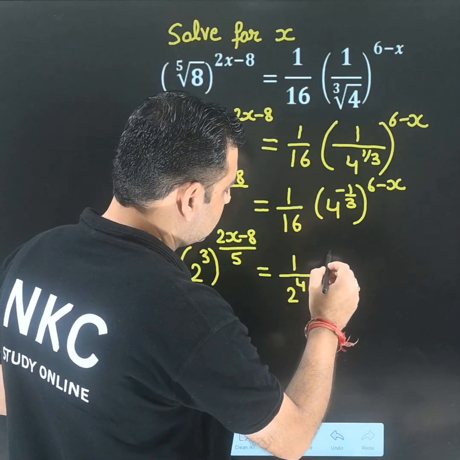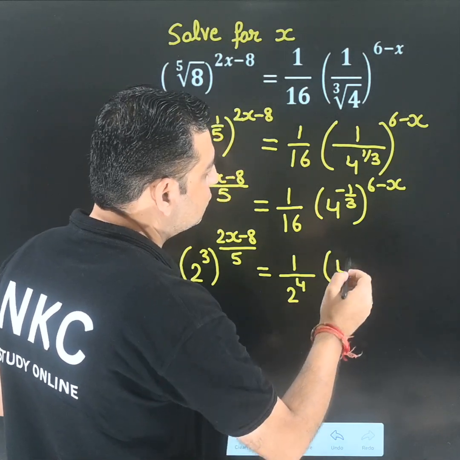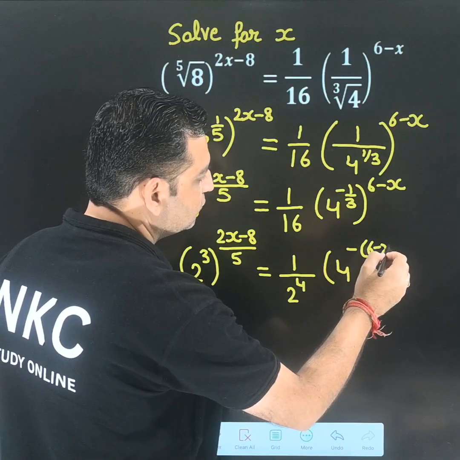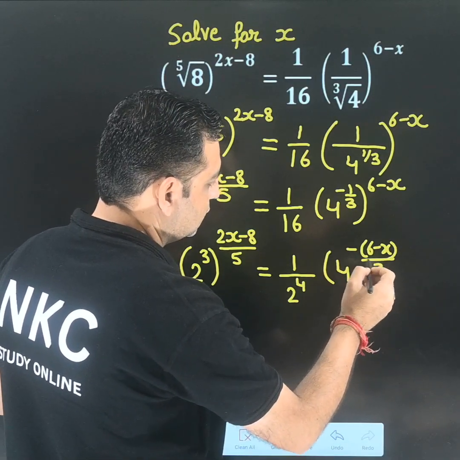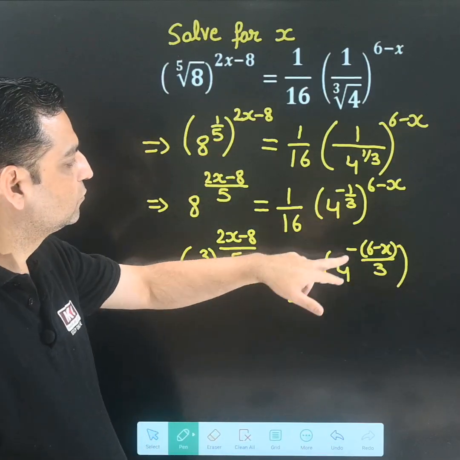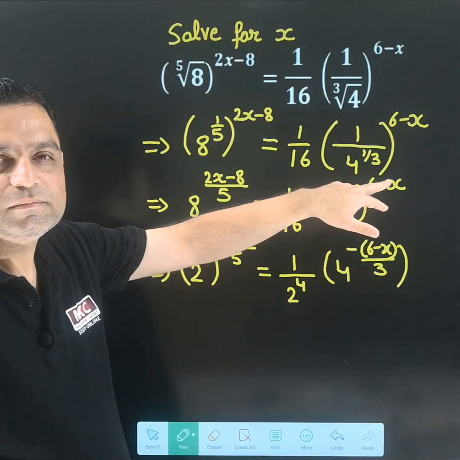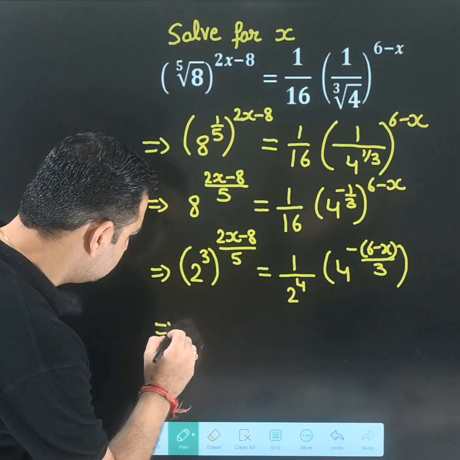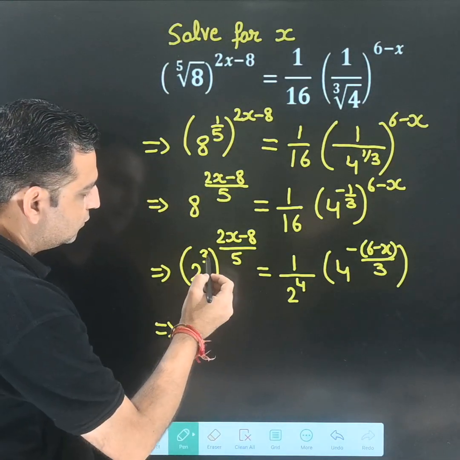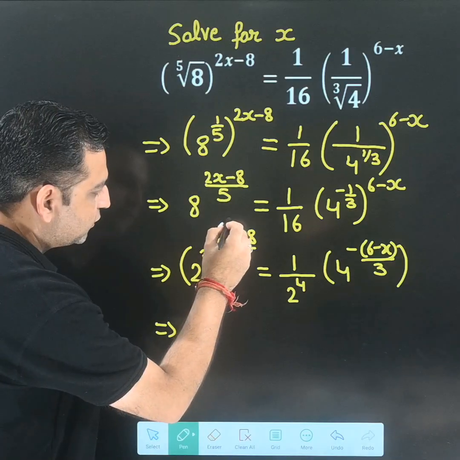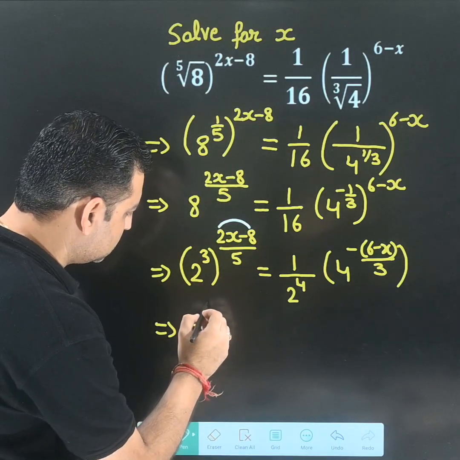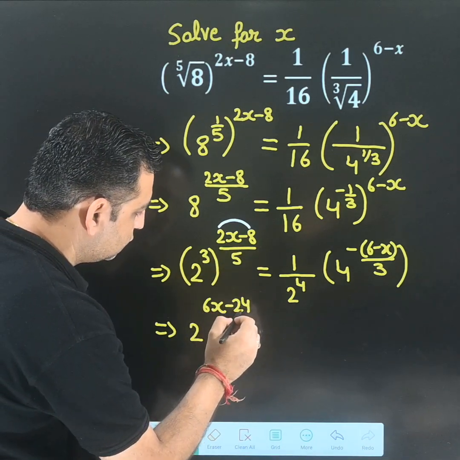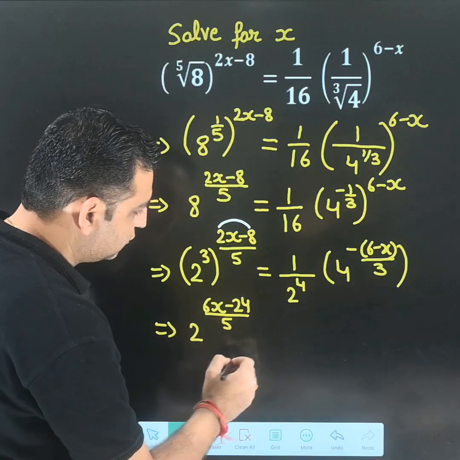And here I can write, this is 4. Now minus 1 over 3 is multiplied with this, we will get minus times 6 minus x upon 3. This is what I have made for 4. Minus 1 over 3 is multiplied with 6 minus x. In the next step we can make 2 square. Then the base is 2. This 3 will be multiplied with this 2x minus 8, which will make it 3 times 2 is 6x. Then 3 times 8 is 24. In the denominator we have 5.